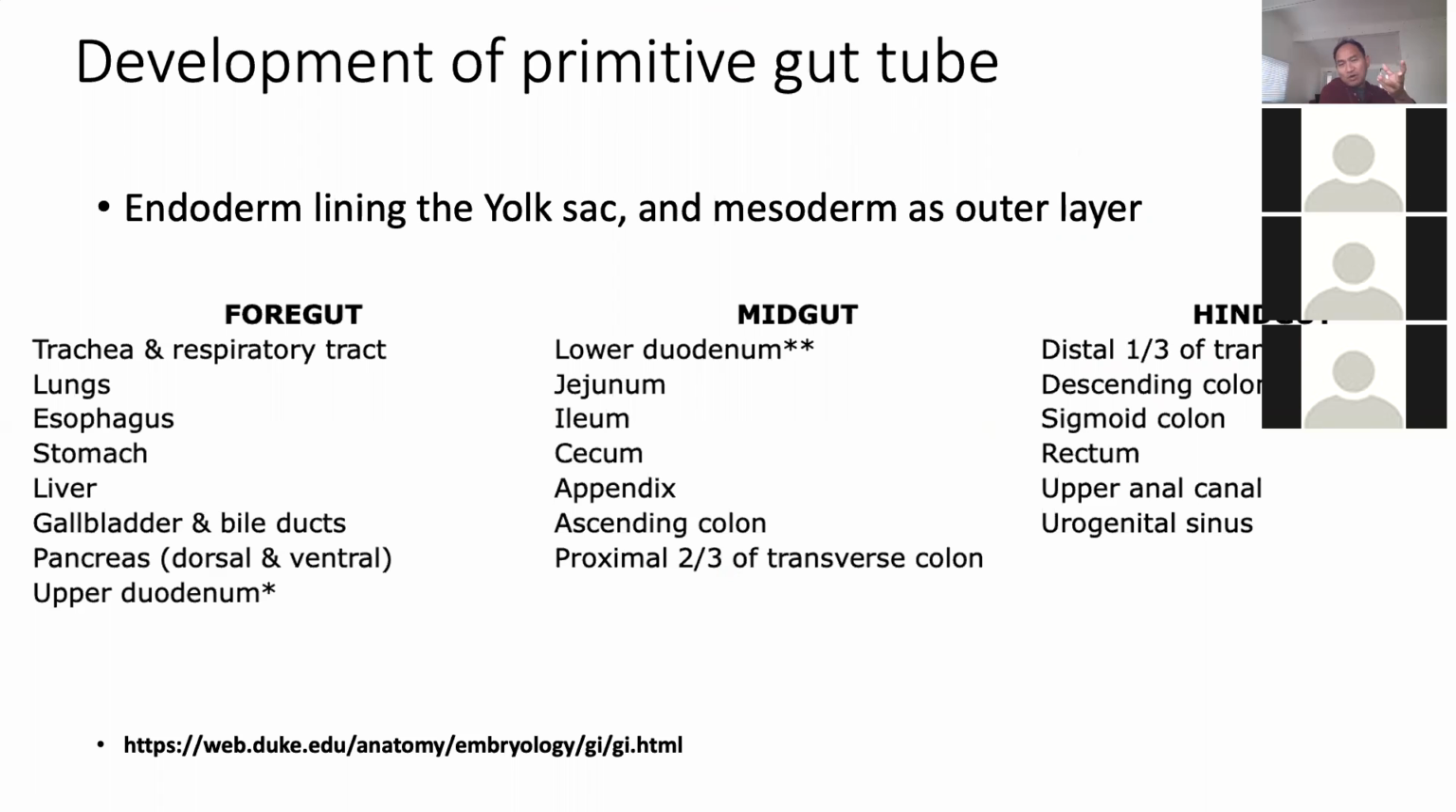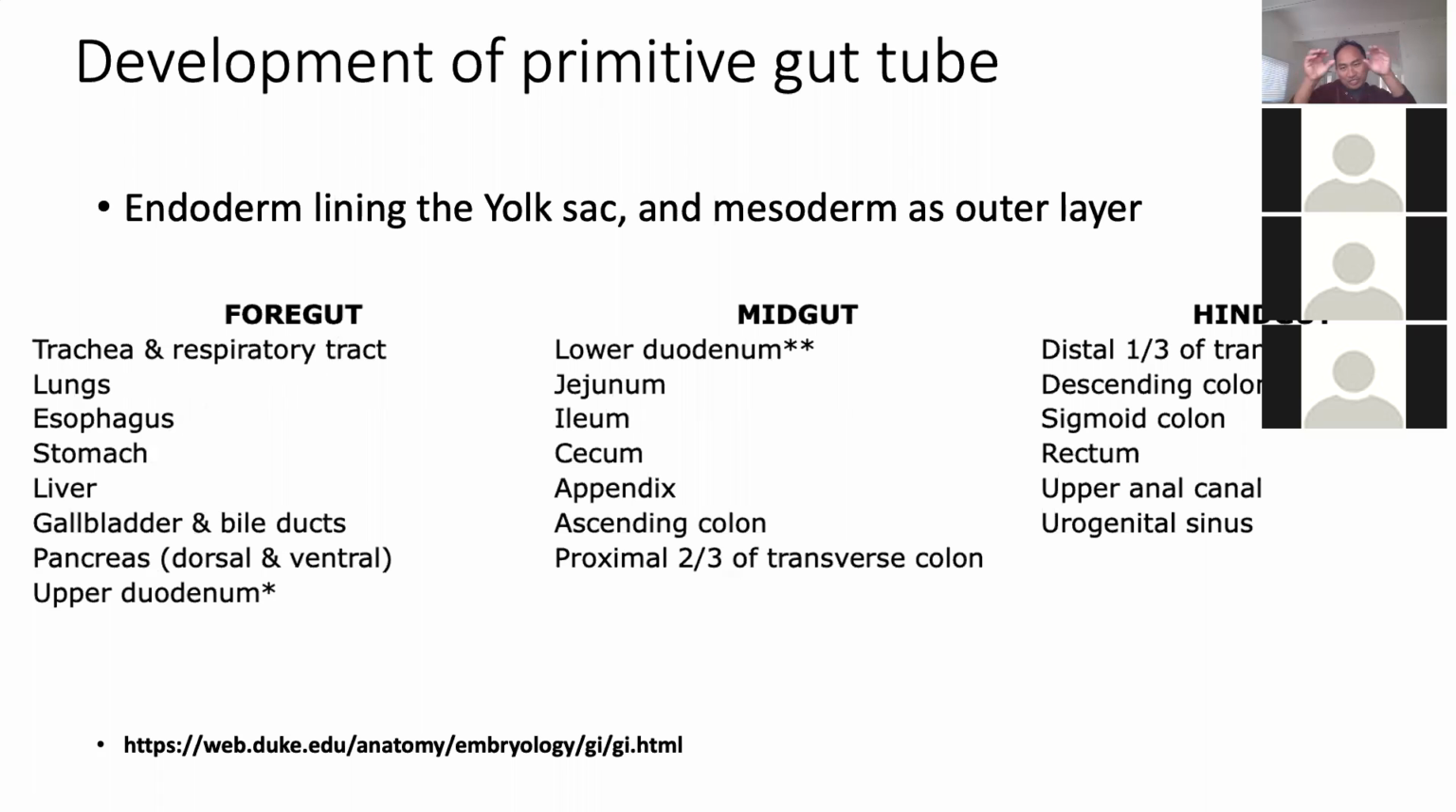That is based on our little fetus embryology. So our trachea and respiratory tract, our lungs, develop from the foregut. Our esophagus develops from the foregut. Our stomach develops from the foregut. Our liver from the foregut. Gallbladder, pancreas, and duodenum develop from the foregut.